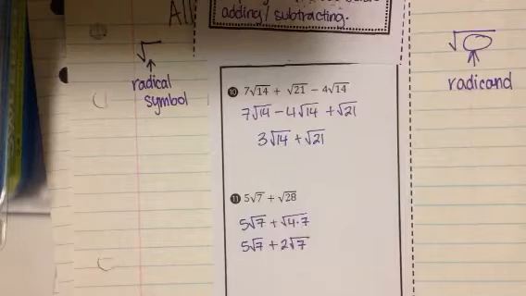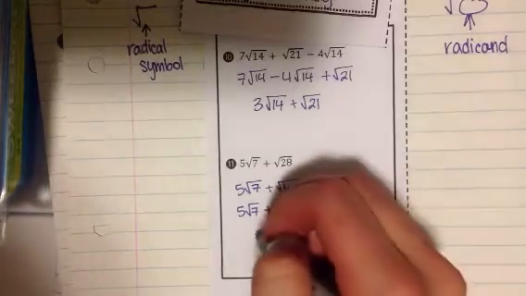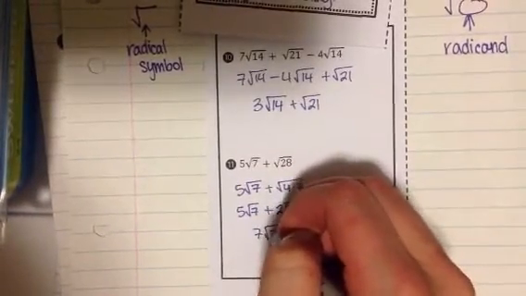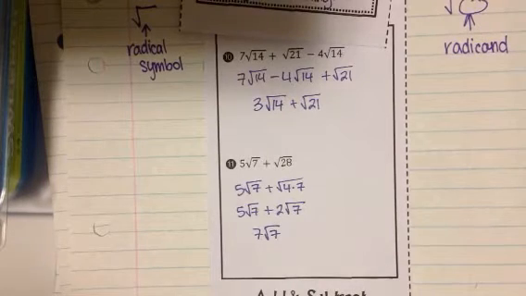So now I have like radicals. And I can go ahead and add the coefficients on the outside. 5 plus 2 is 7. And I leave the inside alone. So my final answer is 7 square root 7.